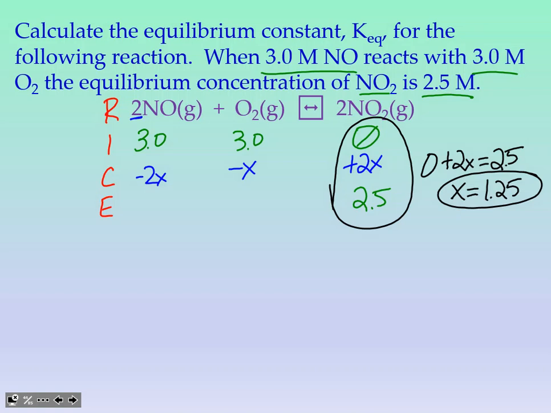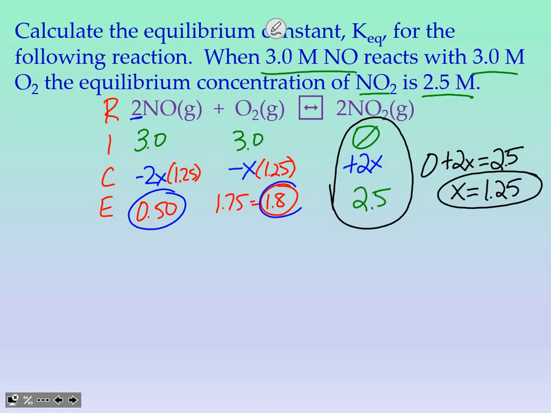All right, so then all we have to do is plug this in here. So put in your 1.25 here. Put in your 1.25 here to get your 0.50. I believe this ends up being 1.75, but this now I would round to 1.8. Then we have equilibrium concentrations. 1, 2, 3. We can do our expression.